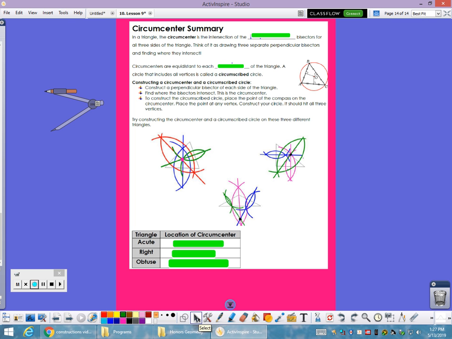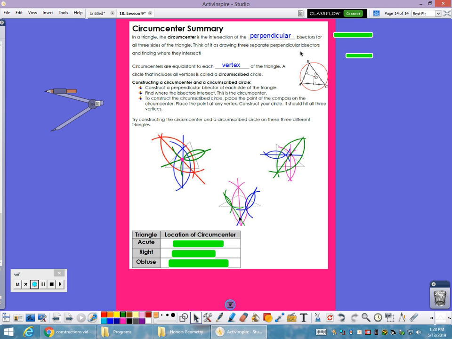So in a triangle, the circumcenter is the intersection of the perpendicular bisectors for all three sides of the triangle. Think of it as drawing three separate perpendicular bisectors and finding where they intersect. Circumcenters are equidistant to each vertex of the triangle. A circle that includes all vertices is called a circumscribed circle. So circum means around the outside and scribed is to write, right? We're writing around this shape.